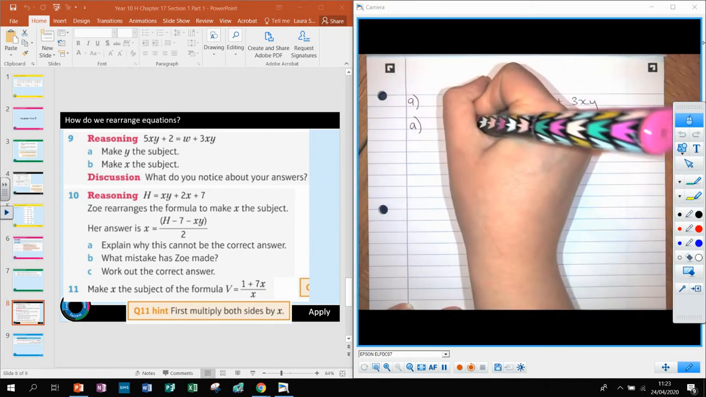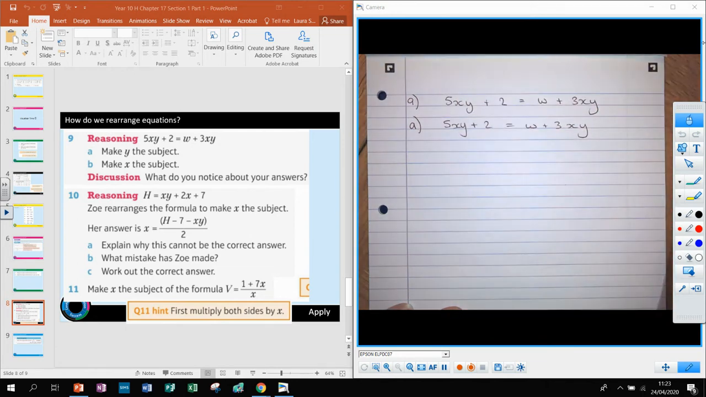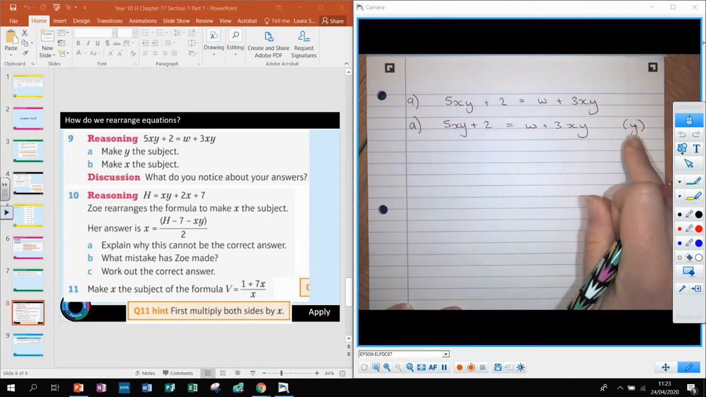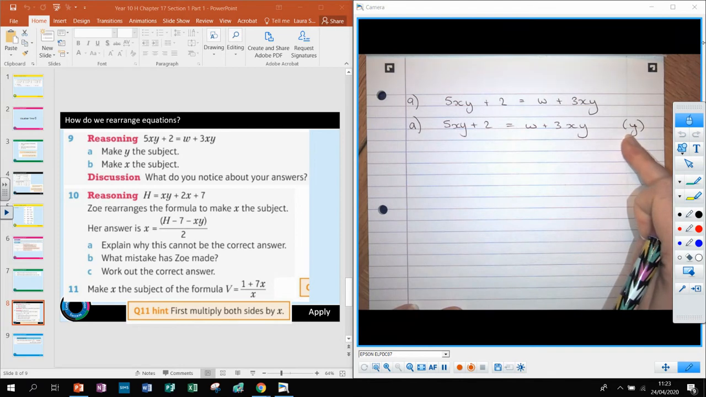Right, so in this case, we want y to be the subject first. Let me put that in brackets so we don't forget. That's a good idea, by the way, because especially if you've got two parts to the question, you want to make sure you remember what you're isolating, so you can stick it in a bracket in the margin so that you can remind yourself, okay?